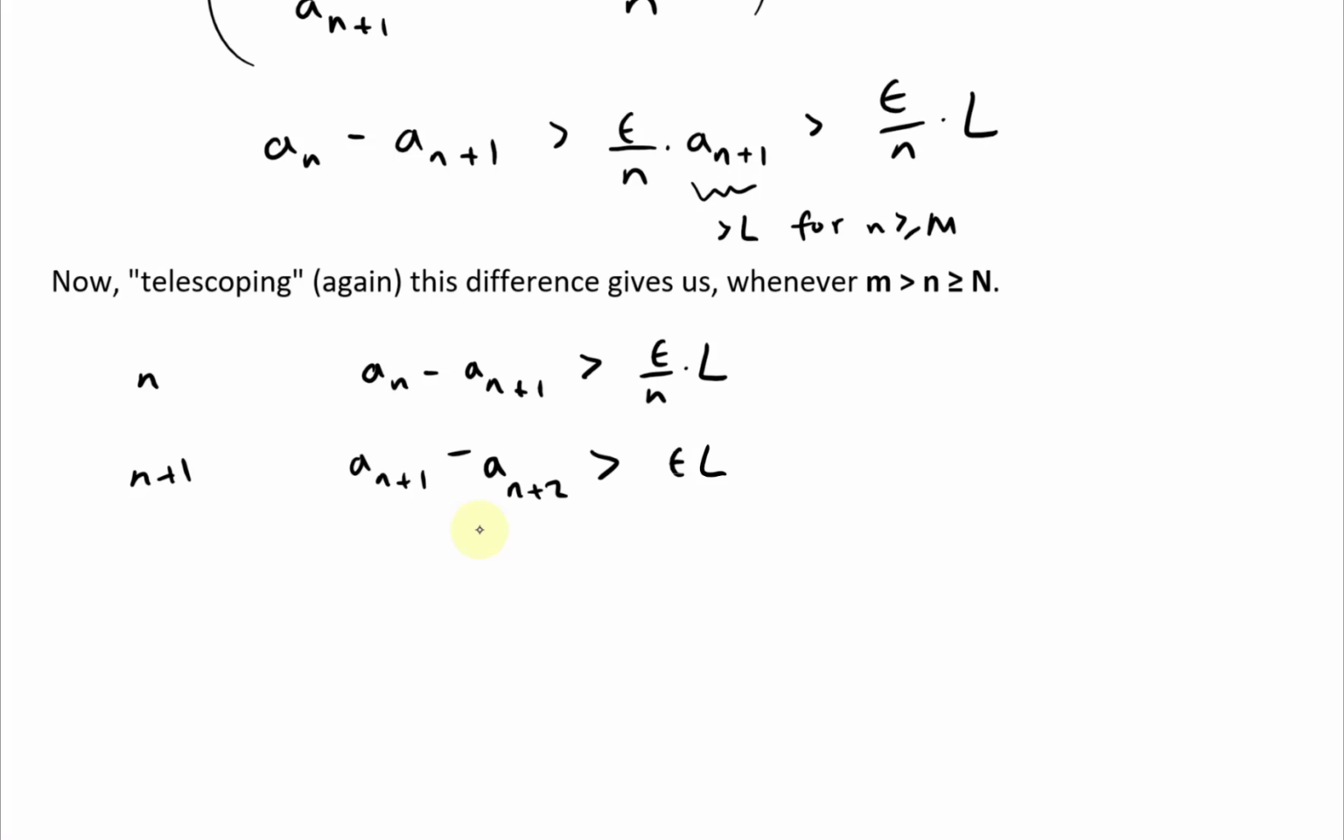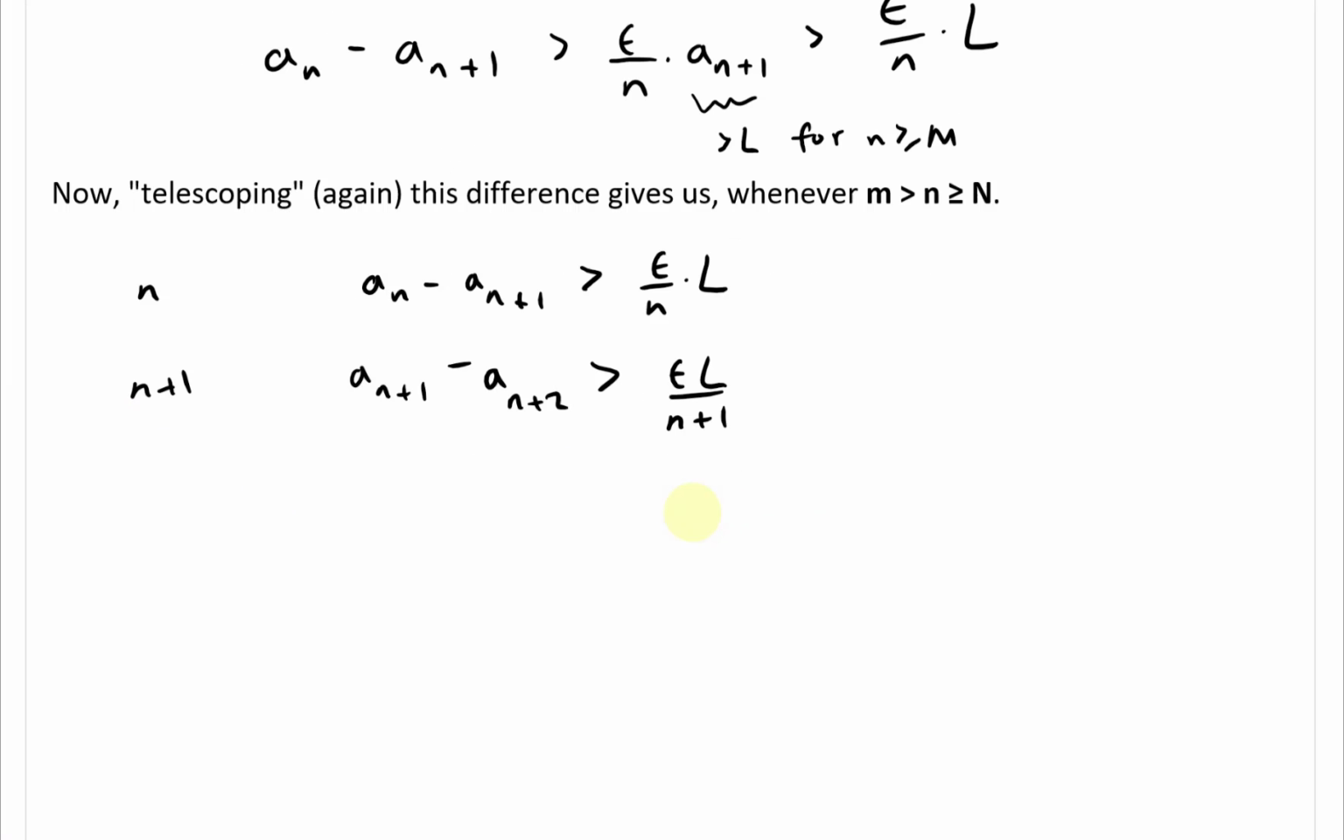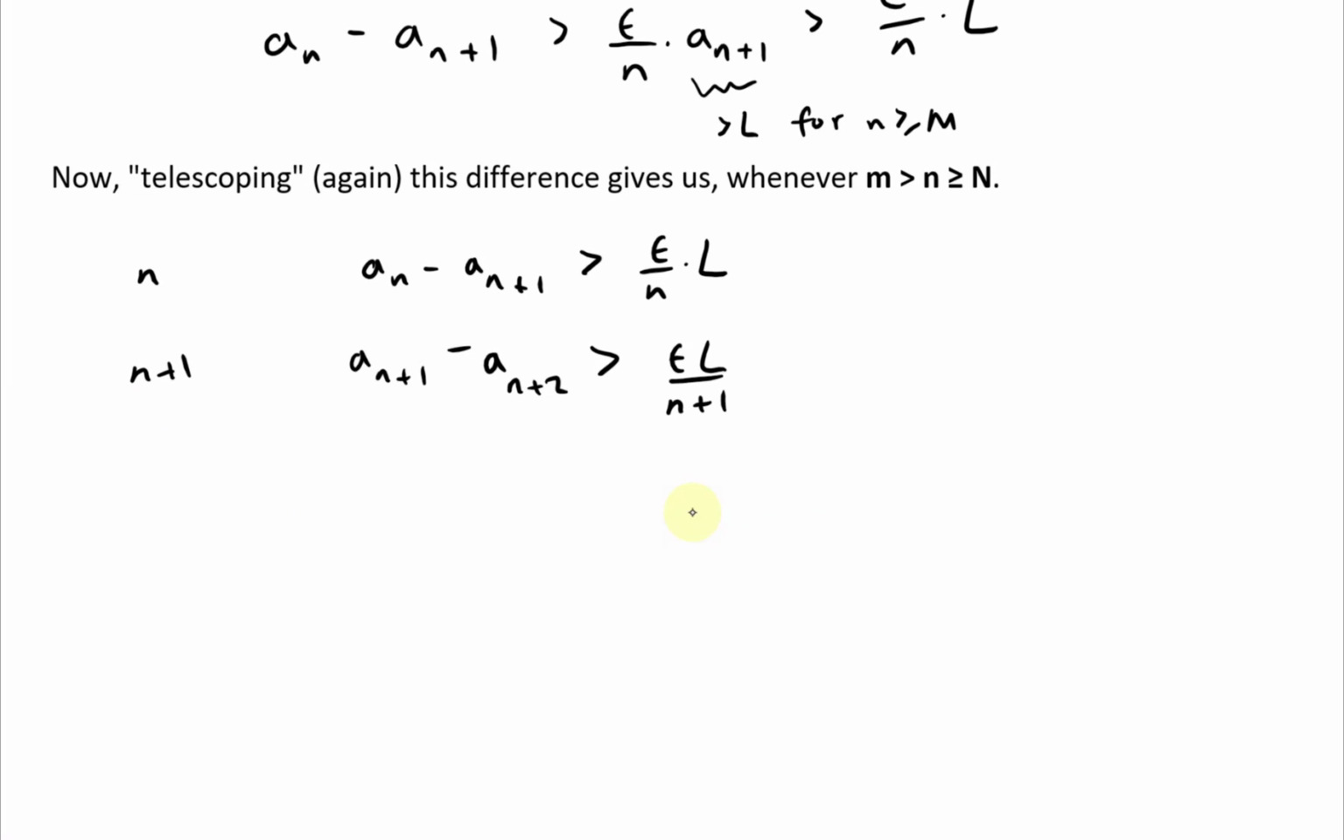So epsilon L over n plus 1. Because remember, that's n, this is n. This is n plus 1, this is n plus 1. And now the next one, as per usual, n plus 2. Because remember, when we sum these up, this will cancel with this. All we're going to be left with is the first one and the last one, and then on the other side we're going to have a bunch of terms adding up that are similar.